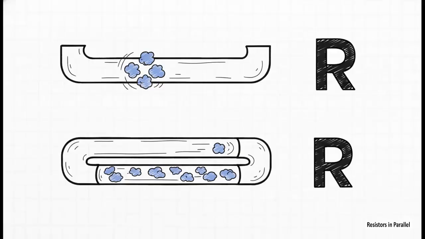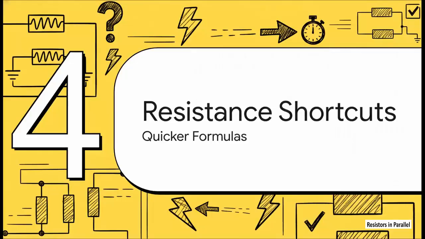Okay, now this is huge, and it's a fantastic sanity check for your math. The total resistance of a parallel circuit will always be less than the value of your smallest single resistor. And why is that? Well, think about it. Every time you add another resistor in parallel, you're adding another path for the current to take. You're literally making it easier for the current to flow, which means the total opposition, the total resistance, has to go down. Now, that reciprocal formula works every single time, no matter how many resistors you have.